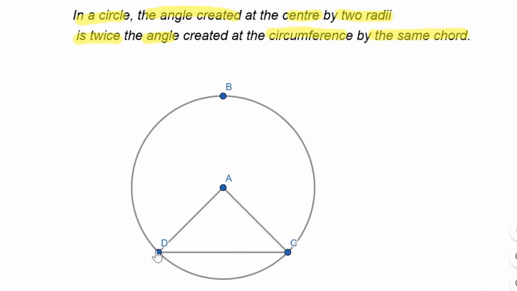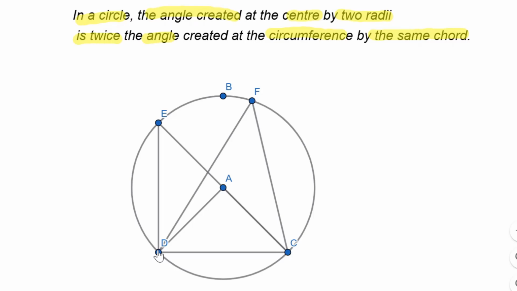Now we are saying that the angle that we are going to create at the circumference must be created from the same chord. That is, it has to come from line DC. So D to any point on the circumference, and then C to connect the angle. Now let's draw another one. So D to any point on the circumference, and then C to connect that. So we have created two angles.